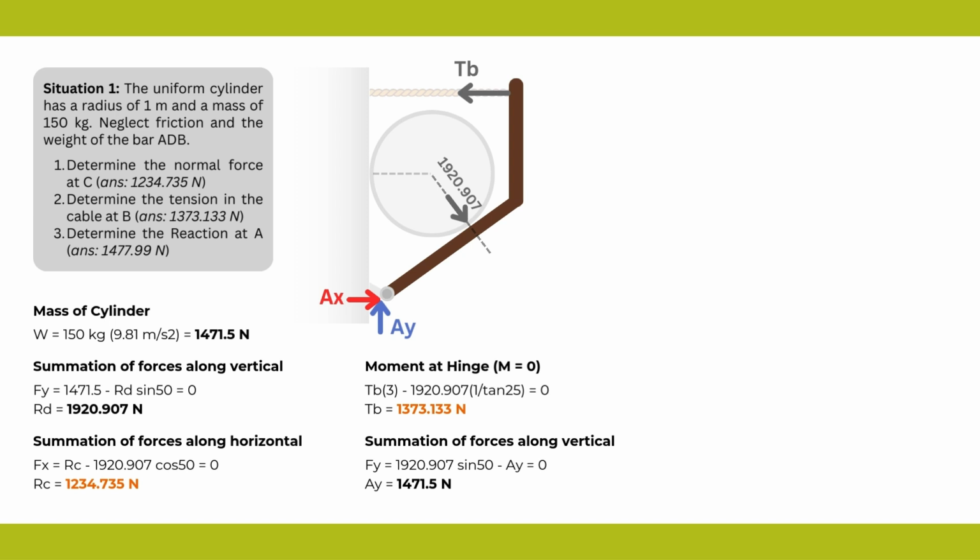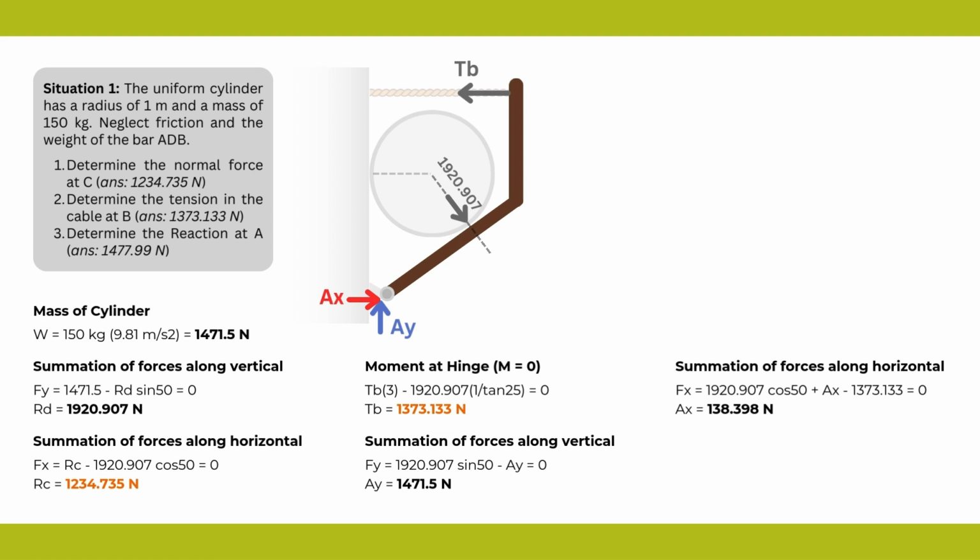Performing our solution for summation of horizontal naman, having the rightward forces as our positive values, ang horizontal component ng force at D natin is 1,920.907 cosine 50. Consider din natin yung tension at B going to the left, and ang unknown value lang natin is force AX. After solving, we will get the value for AX, which is 138.398 newtons.